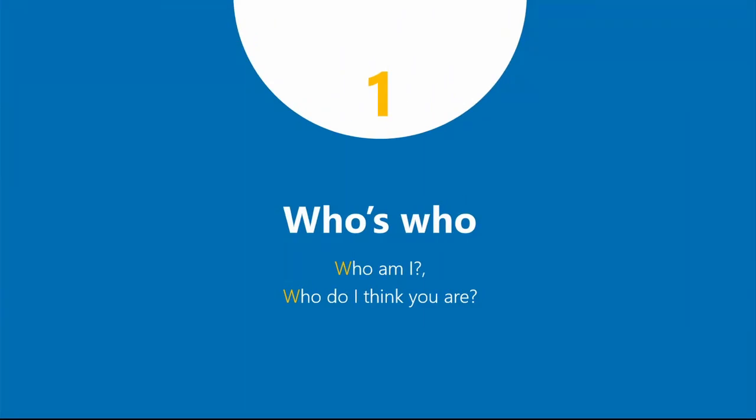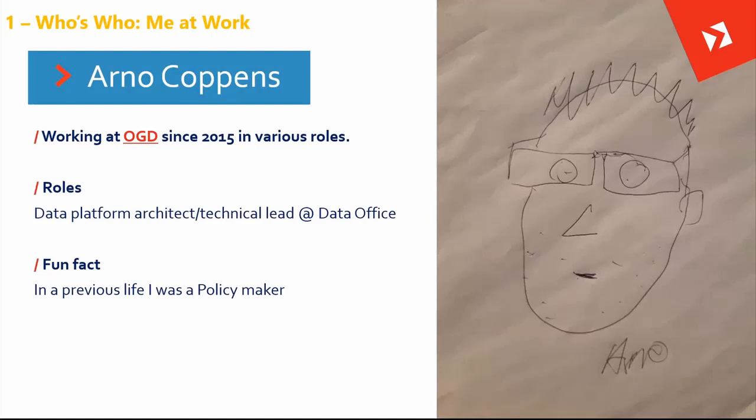Who's who? Who am I? I'm Arno Coppens. Clearly recognizable. I've been working at OGD ICT-dienst in the Netherlands since 2015 in various roles. And officially since last year, we're a separate team as data office, but I was in the team before we became a separate team as the data platform architect and technical lead. We do the internal data estate for OGD, and we're actually also working on some propositions that we hope to take to market in the course of this year.